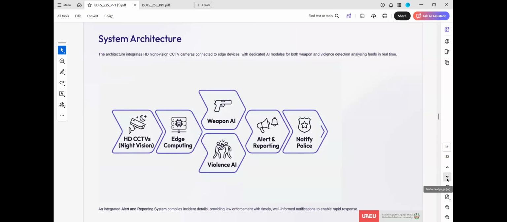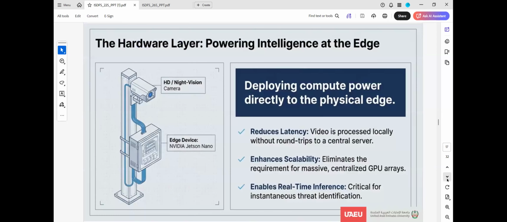So the next thing is this. Obviously, first we take the incident from the CCTV. Then we go to the edge computing. We classify two things: weapon and violence. Then we alert and report to law enforcement. So our aim is to reduce the latency and enhance the scalability with the help of this edge computing layer.